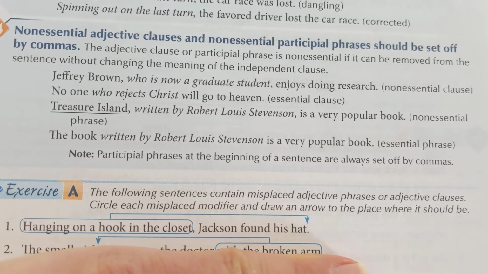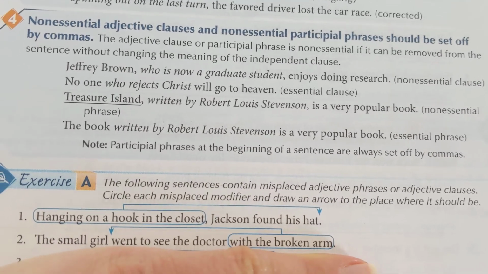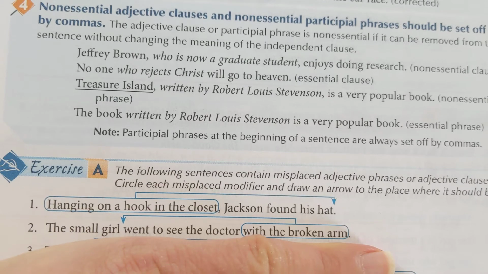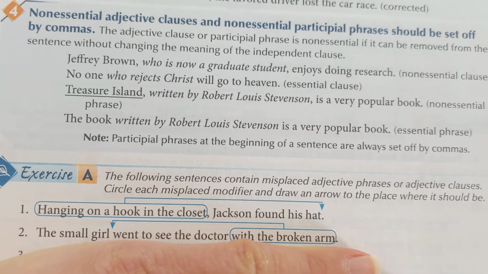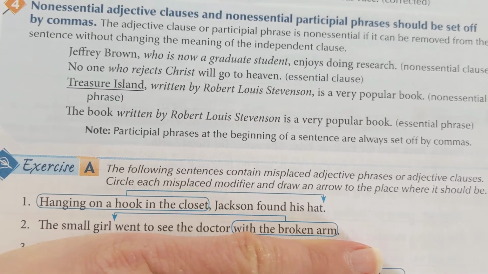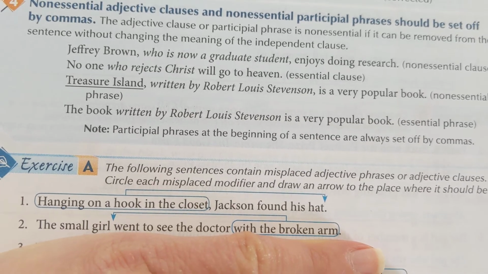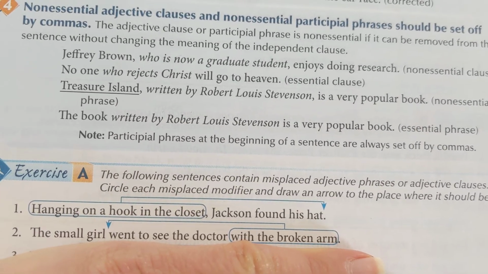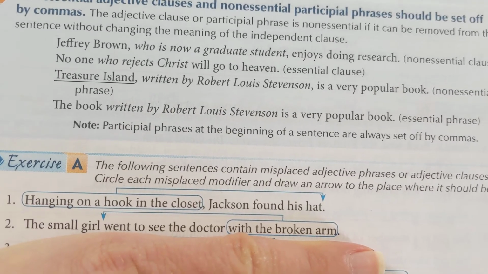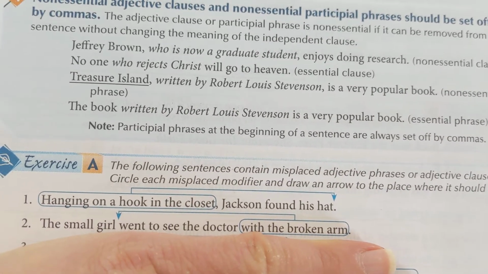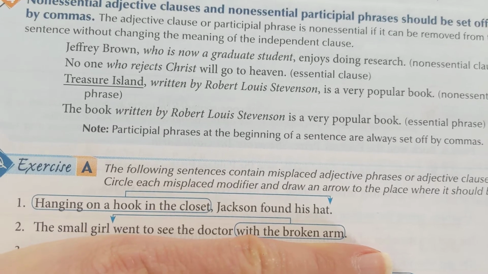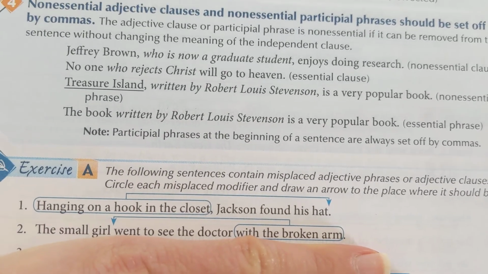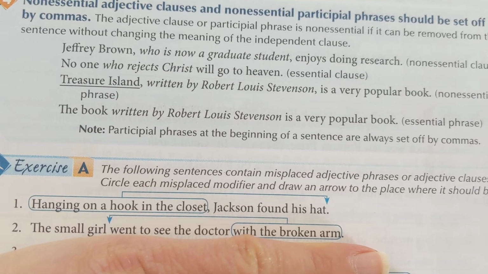Okay, now we're going to do number 2, and then you're going to do the rest of them by yourself. The small girl went to see the doctor with the broken arm. Now, hopefully, the doctor is not the one with the broken arm. So who was the one with the broken arm? The girl, right. So it should read, the small girl with the broken arm went to see the doctor. So you circled the phrase with the broken arm and drew an arrow to right after girl. And that's what your number 2 should look like.